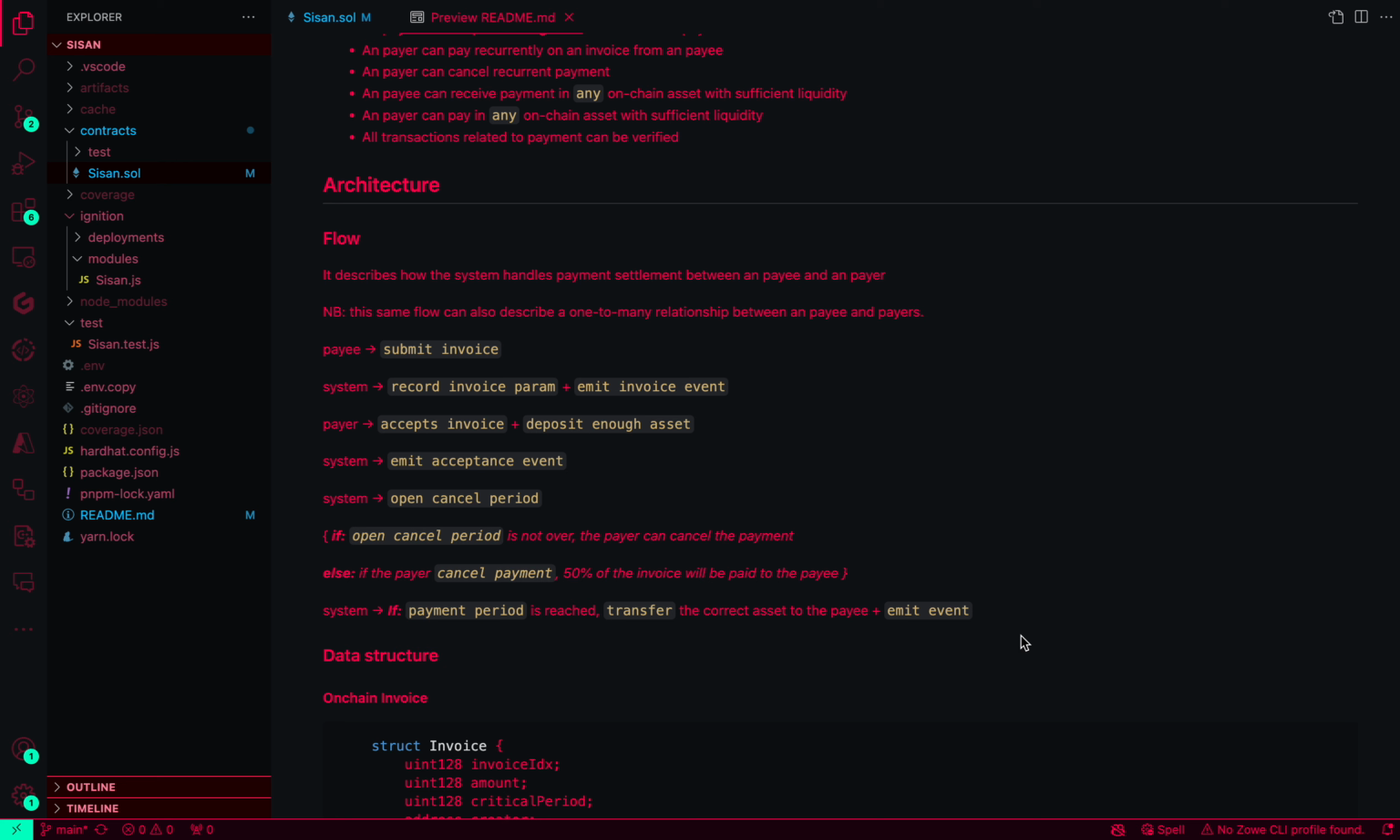And if the critical period is not over and the payer tries to cancel a payment, 100% of the payment will be given back to the payer. However, if the critical period is over, 50% of a single payment will be sent to the payee, while the rest will be sent to the payer.